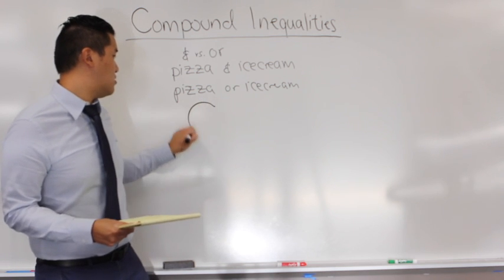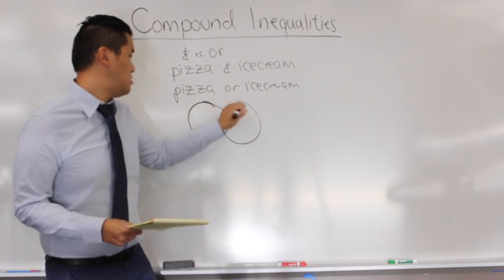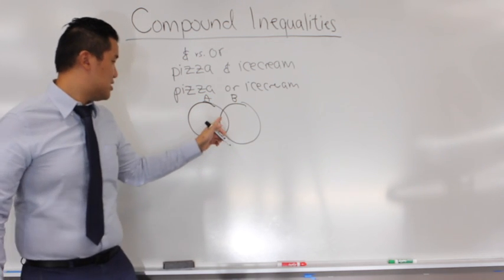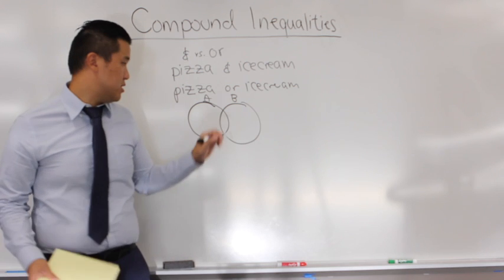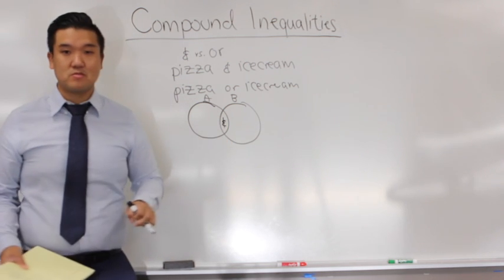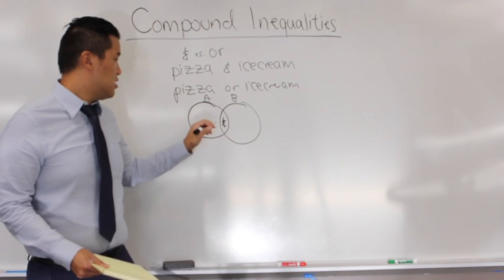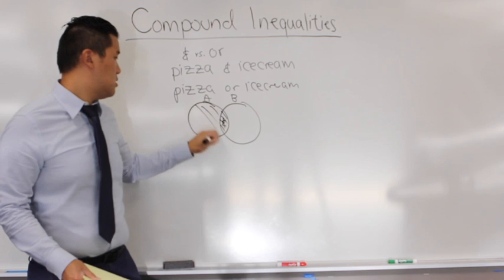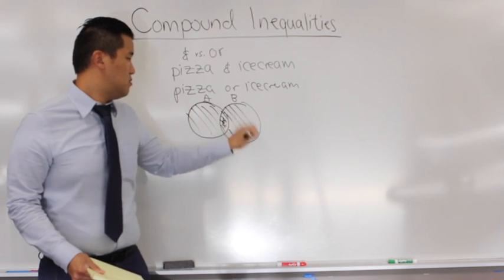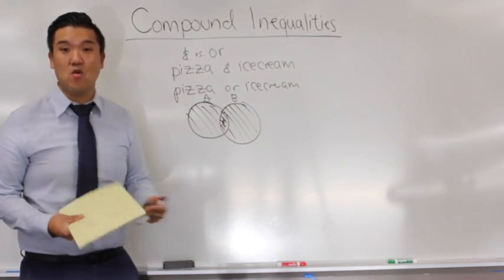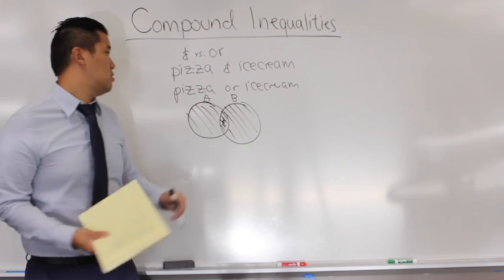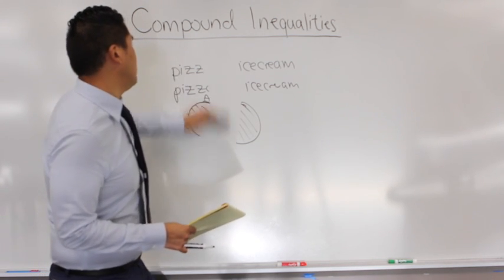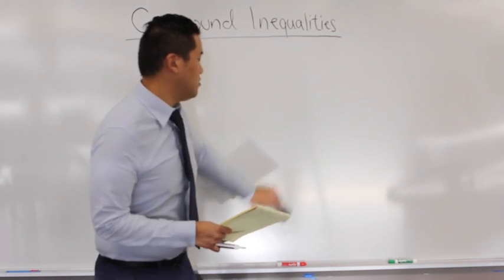Alright, so when we talk about Venn diagrams, we do this a lot in English, this intersection point is your and. This represents your and. The whole thing, A, B, all of that is your or. So A or B, pizza or ice cream. So we're talking about inequalities today. So we're going to look at a couple examples.